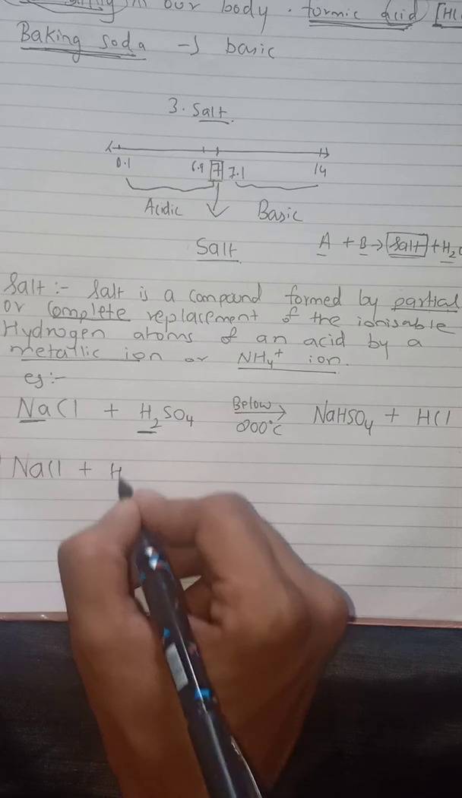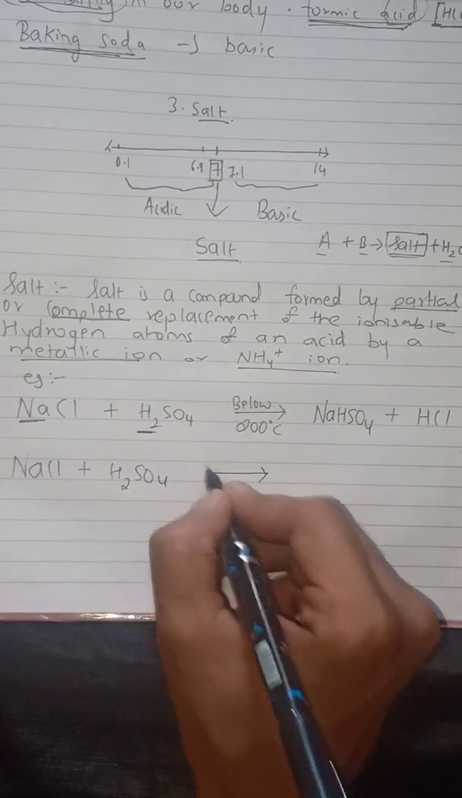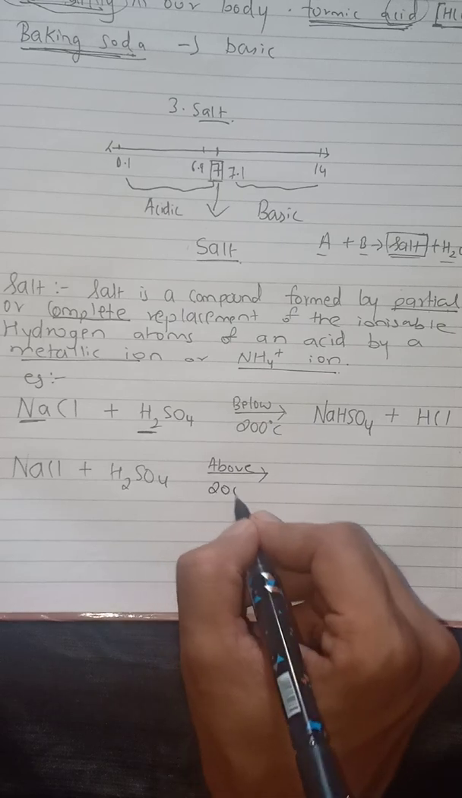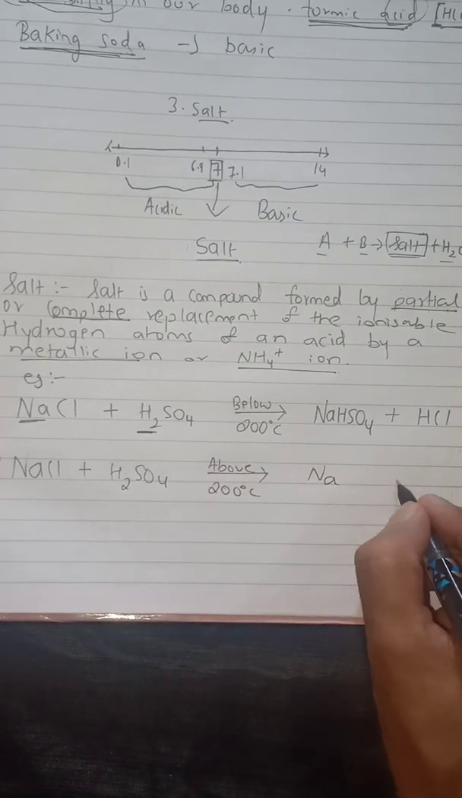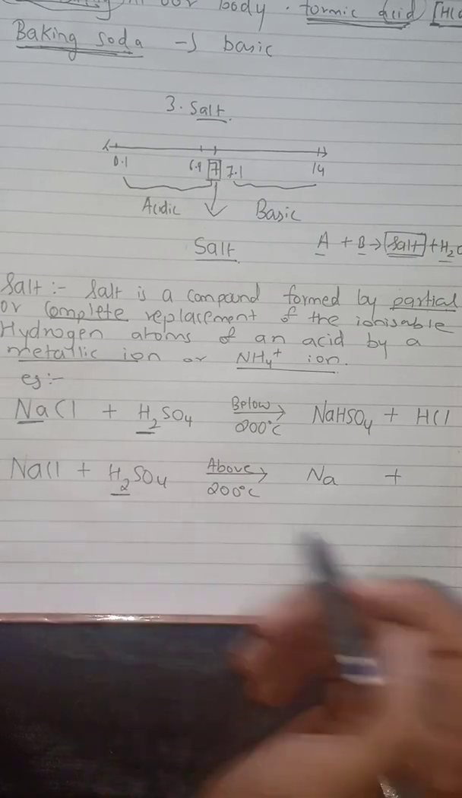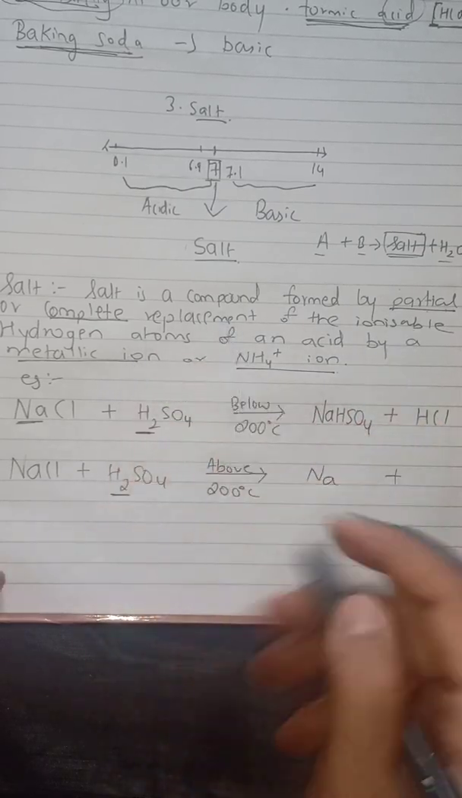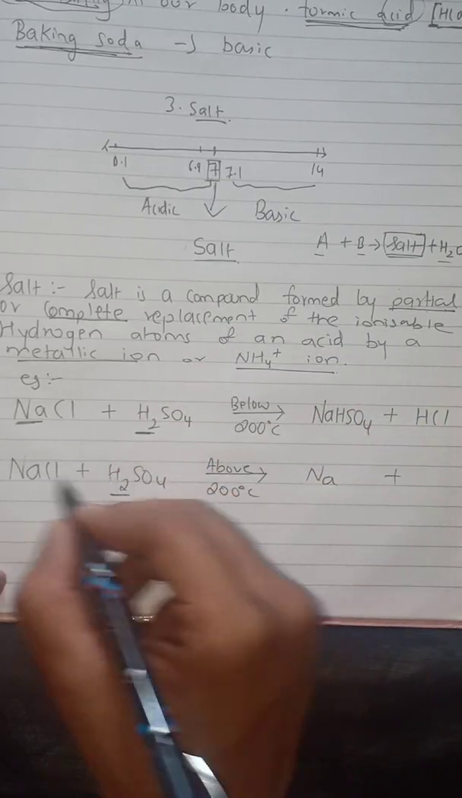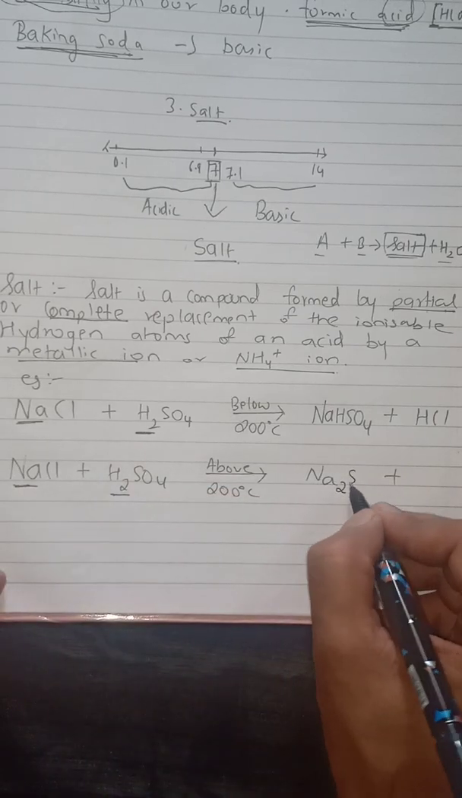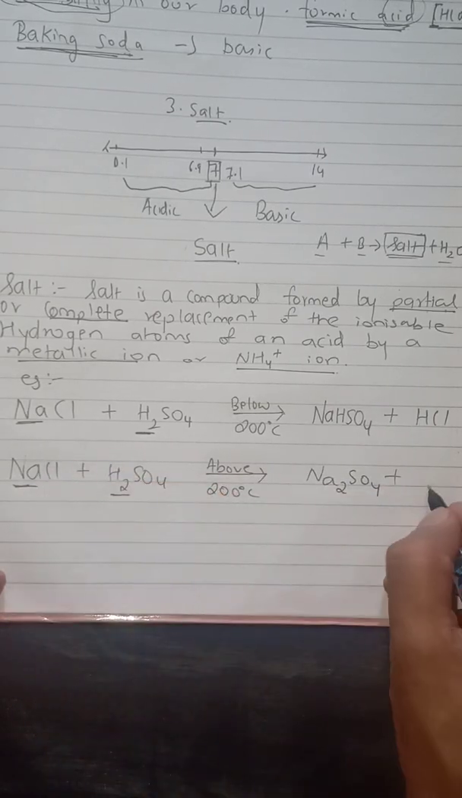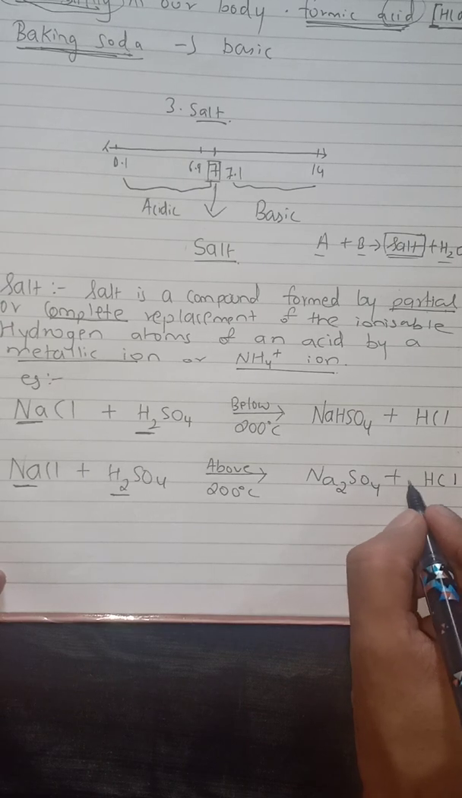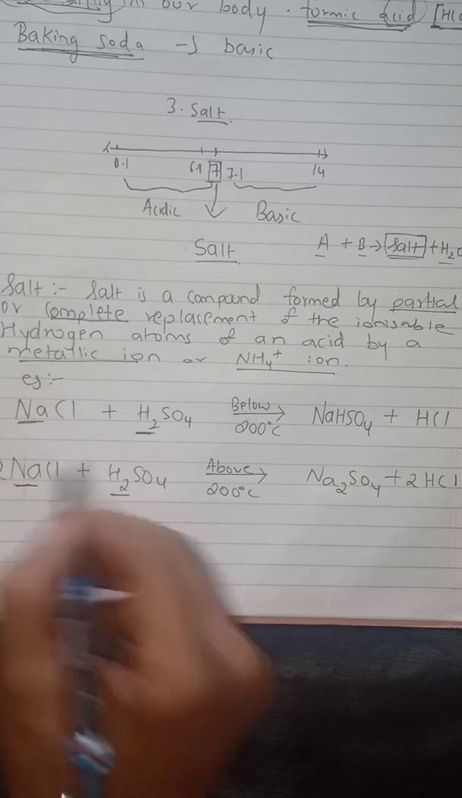Now the complete reaction, at about 200 degrees Celsius. See what is going to happen. This is a reaction of complete replacement of the ionizable hydrogen atoms. Both hydrogen atoms are replaced by sodium. Sodium comes in the place of hydrogen and hydrogen goes in the place of sodium. We have seen this reaction in the chapters on HCl and HNO3.